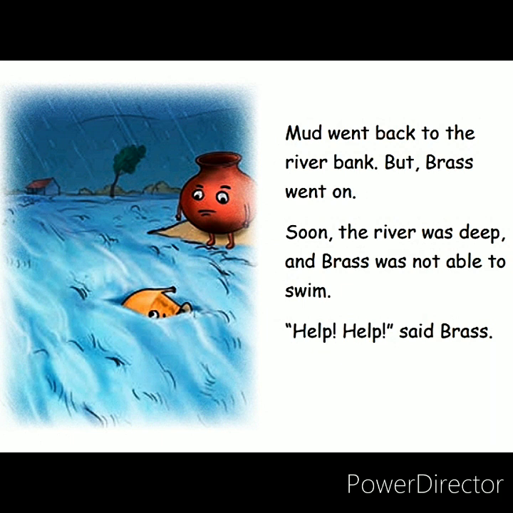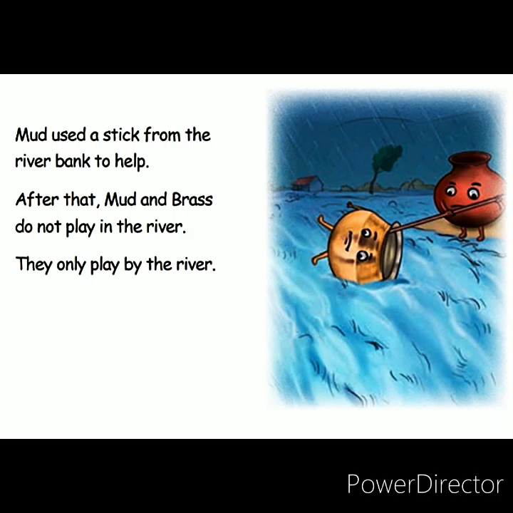Soon the river was deep and brass was not able to swim. So soon the river was deep. ஆறு என்னாச்சு? ரொம்ப ஆழமாக போயிடுச்சு. And brass was not able to swim. So the brass can't swim in the river. Now what happened? Help, help, said brass. So what happened to the brass? It was asking for help. Help me like that he started to ask.